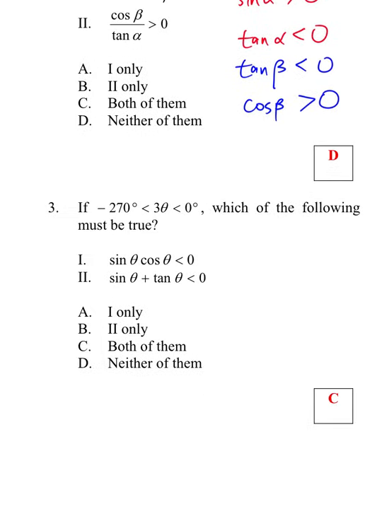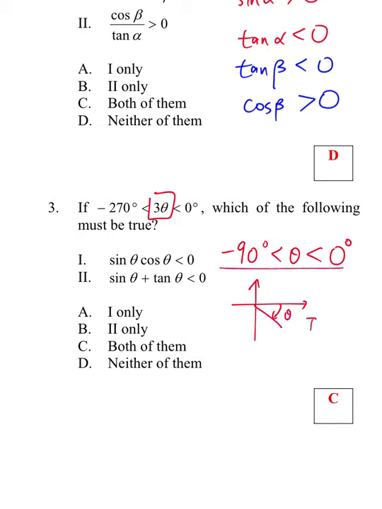So for question 3, the trick is that you realize the angle provided within the range is 3 theta, so you have to divide the whole range of 3 theta by 3 to obtain this result. And basically, theta will be lying in quadrant 4 for this range. Okay, it represents a quadrant 4 angle of rotation.